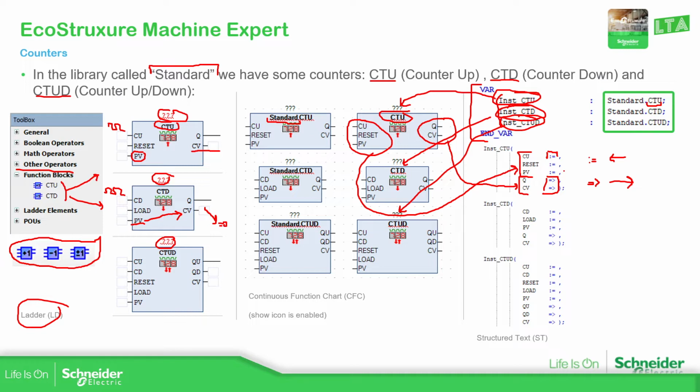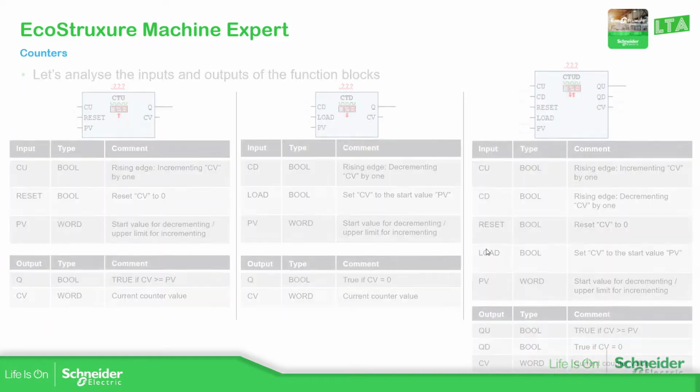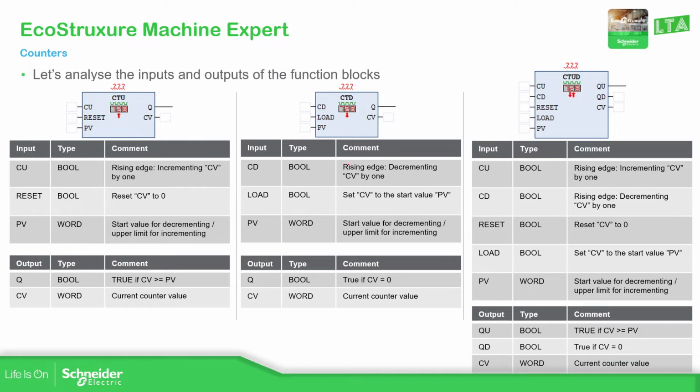If we go deeper into each block, here you can have a description of all the different behaviors of the inputs and outputs. But basically it's what I mentioned before. The PV value is the preset at which the counter finishes counting the increments of the input. You have the input, and in each of these cycles the counter value will be incremented. And if we press the reset, the value is going to be 0 again.